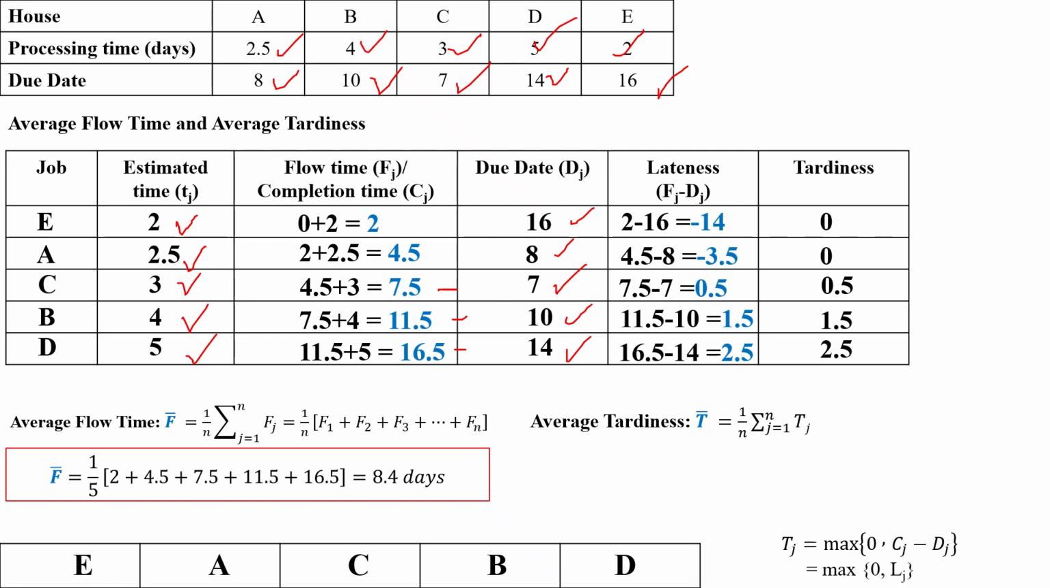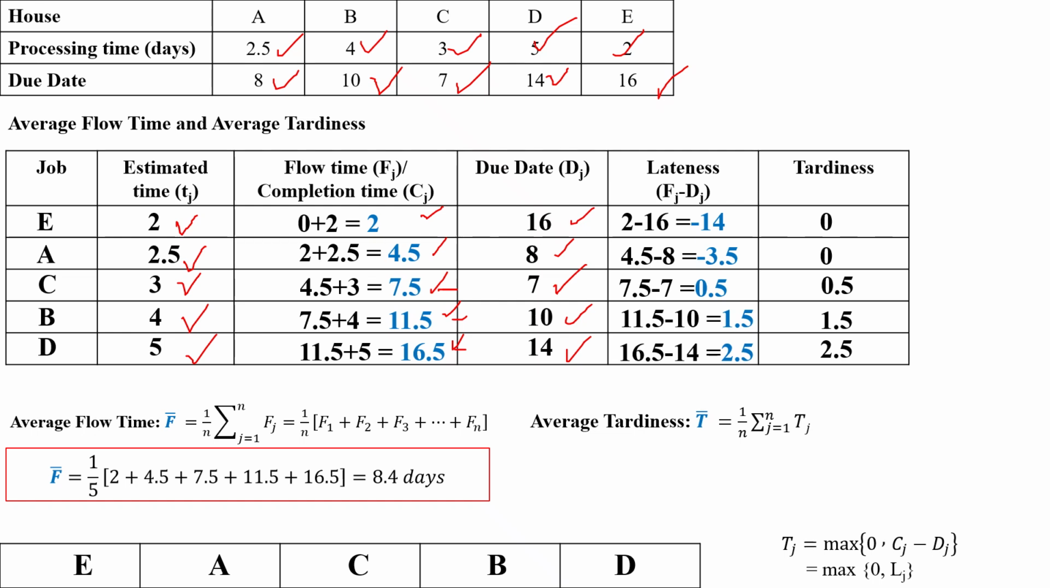First, determine the average flow time. F bar is equal to 1 by 5, where 5 is the number of jobs here: A, B, C, D, E. 5 jobs are there, so the n value is 5. So 1 by 5 into the summation of the flow times, that is 1 by 5 into 2 plus 4.5 plus 7.5 plus 11.5 plus 16.5. It is 8.4 days. So the average flow time is 8.4 days.